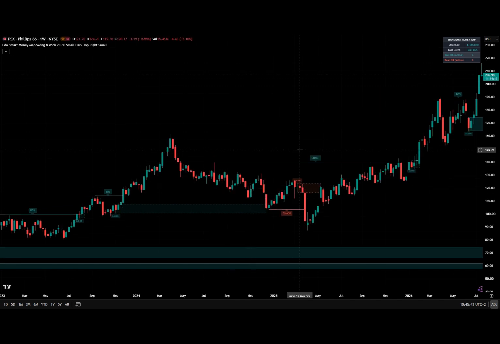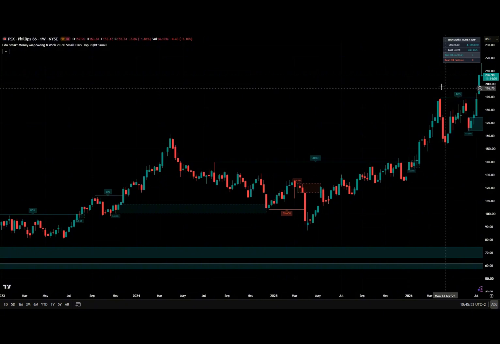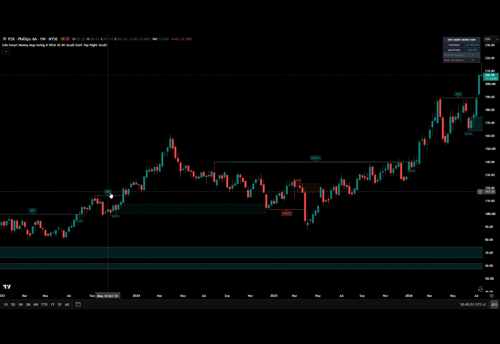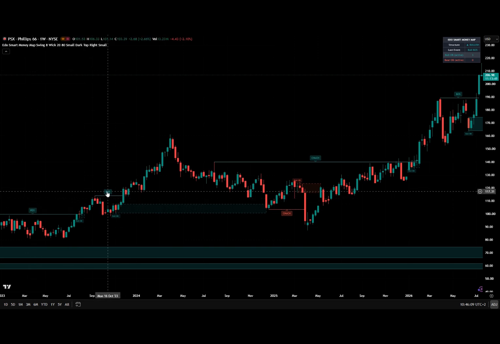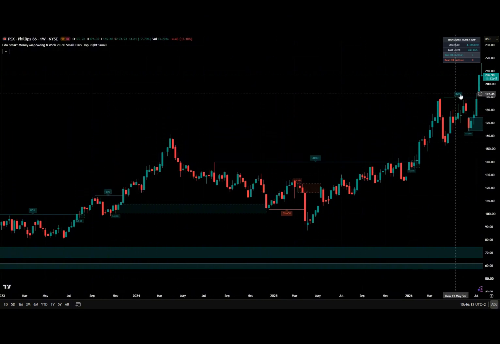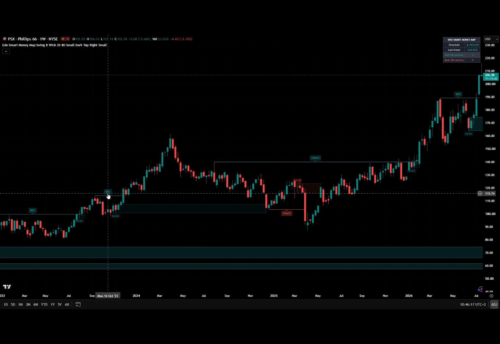A break of structure, or BOS, is a break in the direction of the existing trend. In an uptrend, price closing above the last swing high is a bullish BOS, the trend is continuing. The indicator draws a line at the broken level and labels it BOS, confirmed on the close so it doesn't repaint. On Phillips 66 Weekly you can see bullish BOS after bullish BOS, each one confirming the uptrend is intact. BOS is continuation, the trend just proved itself again.